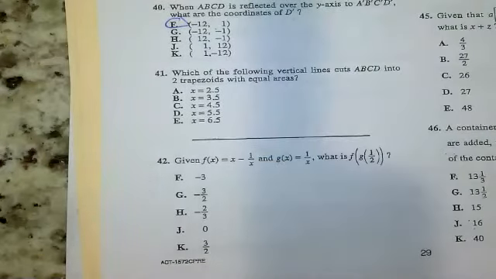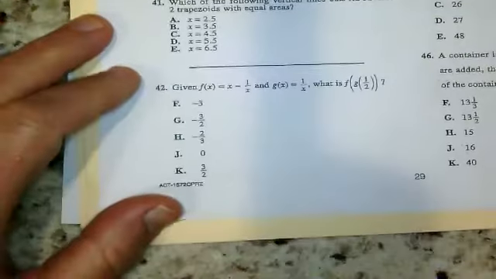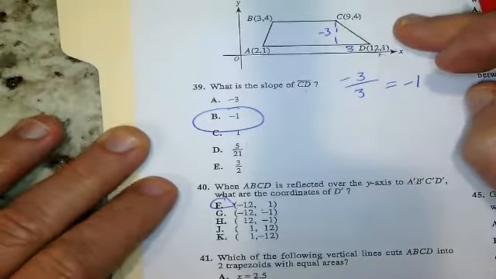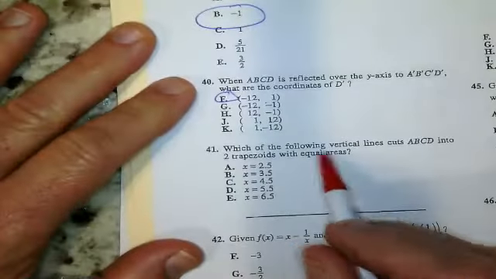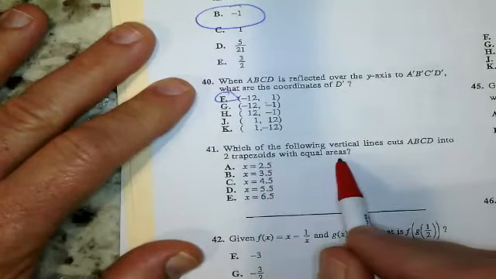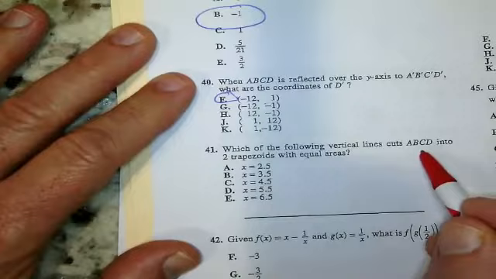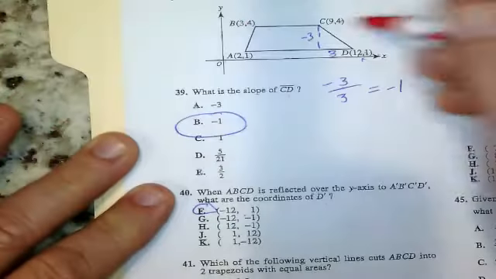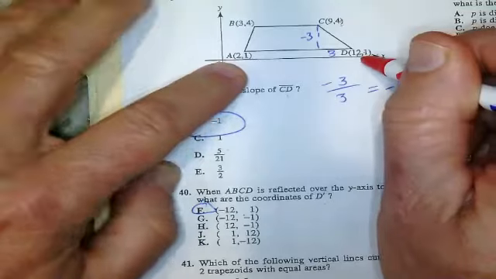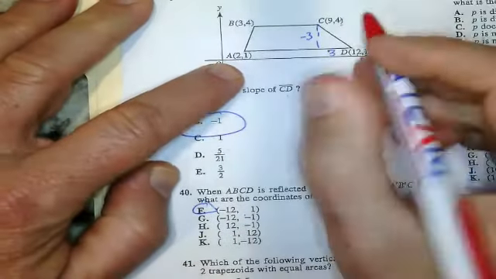Okay, here we go with 41 through 50. 41, we're still using this trapezoid, right? And it asks us, which of the following vertical lines cuts ABCD into two trapezoids with equal areas? To find the area of a trapezoid, we use the bases. So we want halfway between this point and halfway between this point. We want to find the midpoints of these lines.